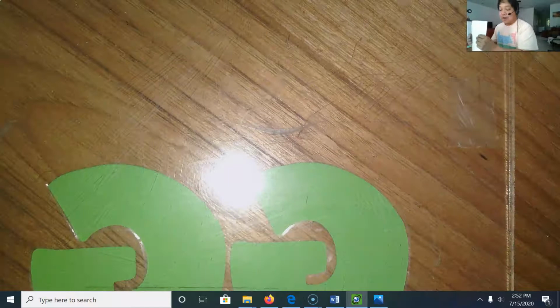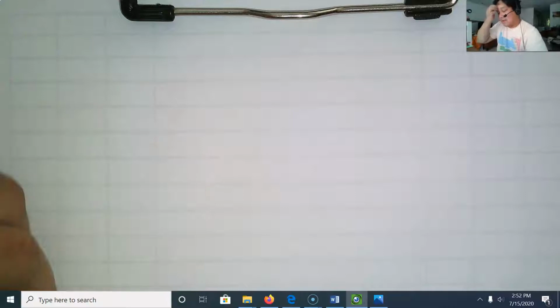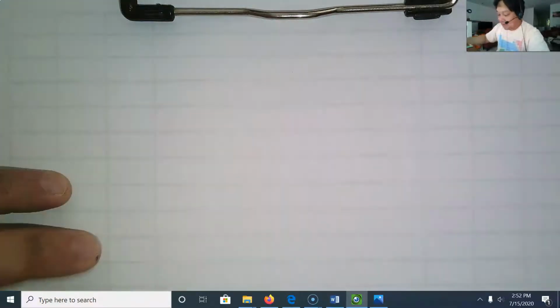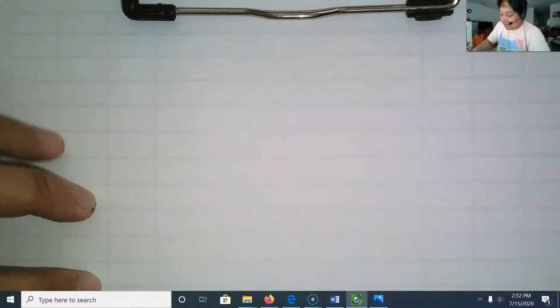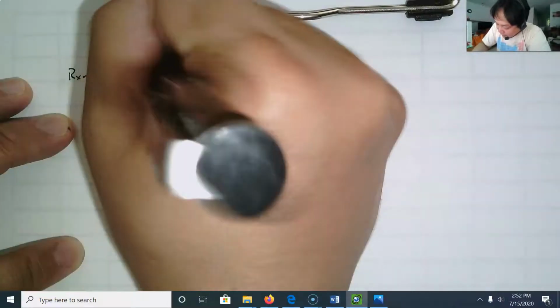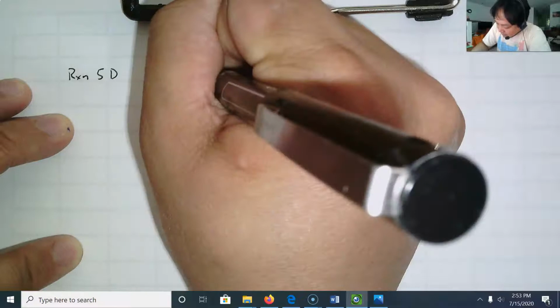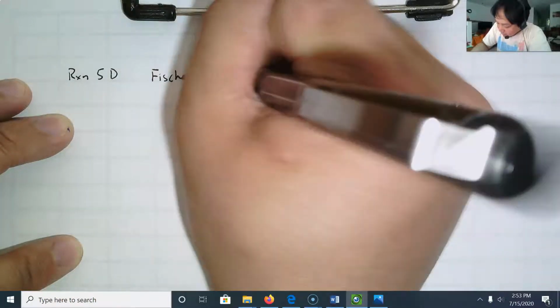Next reaction is Fischer esterification. Very famous reaction. Very easy reaction. You get an ester. Fischer, named after that scientist Emil Fischer, same Fischer as in Fischer projections. And this is reaction 5D, esterification. We're going to make an ester.